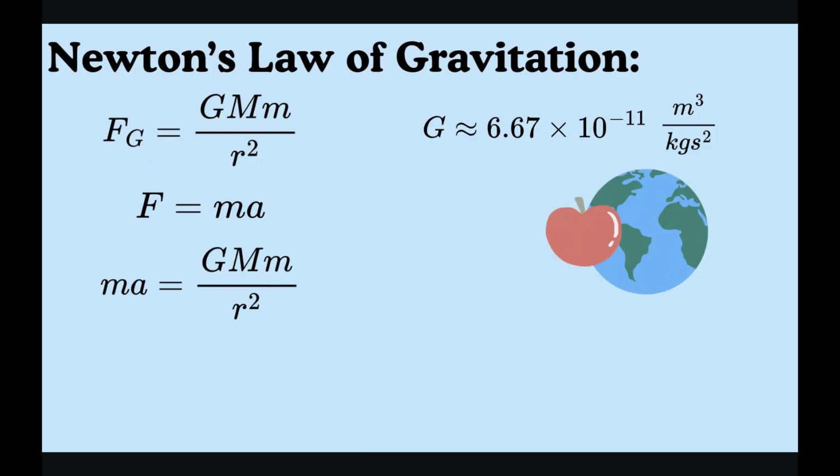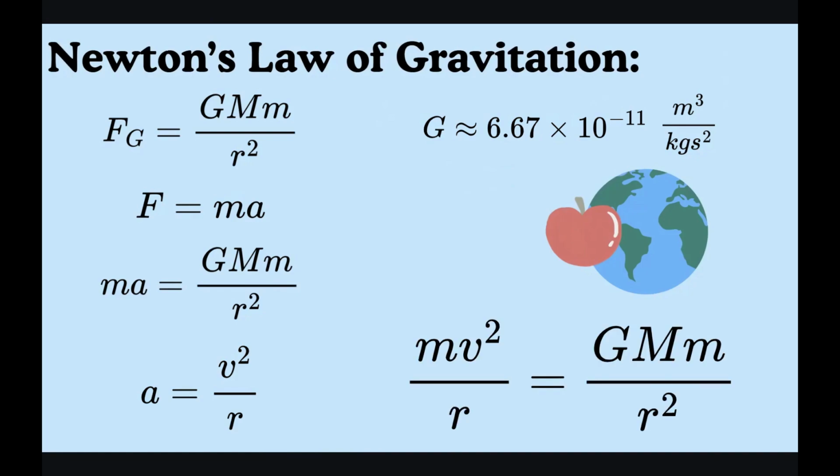Here on out, I'm going to use big M as the mass of the Earth and little m as the mass of the apple. This can further be simplified with centripetal force, which states that the acceleration of an object moving in circular motion is equal to its velocity squared over the radius. Plugging this in for a gives us m v squared over r equals G big M little m over r squared.